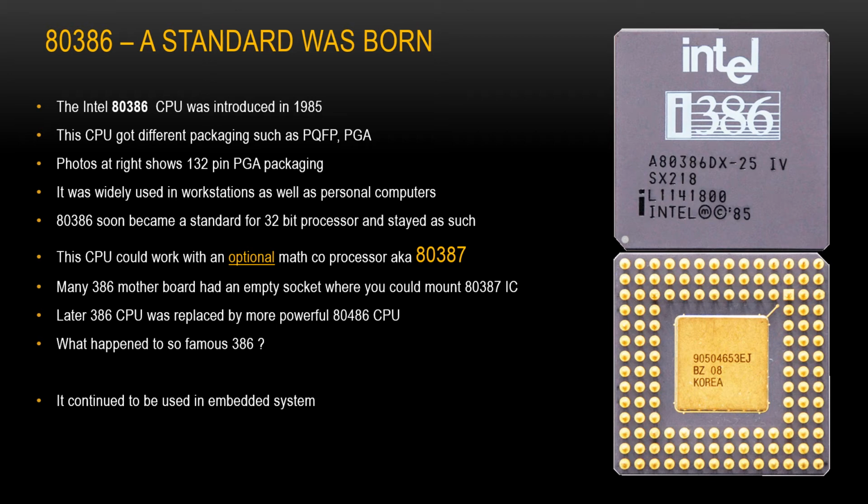This CPU could work with an optional math coprocessor, also known as 80387. Many 386 motherboard had an empty socket where you could mount 80387 IC. Later, 386 CPU was replaced by more powerful 80486 CPU. What happened to this famous 386? It continued to be used in embedded systems.